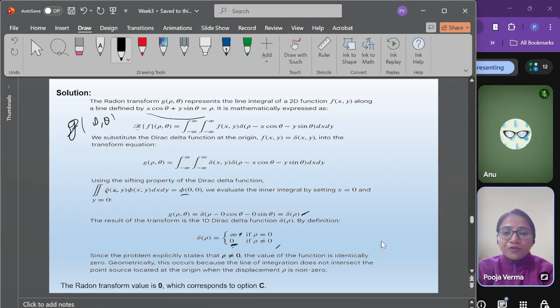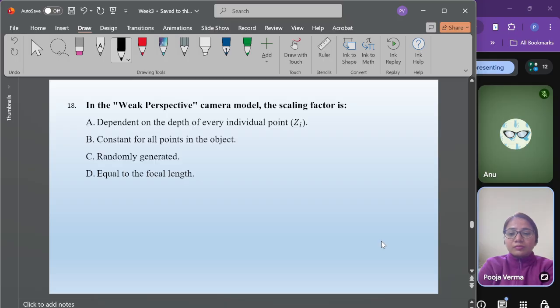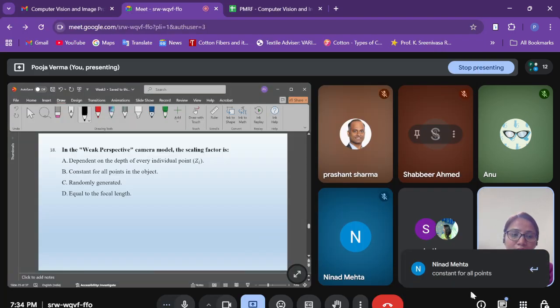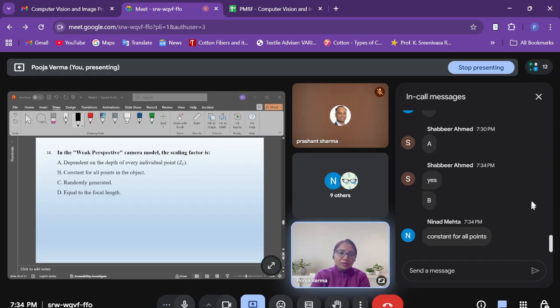Okay, so now moving to our next question. In the weak perspective camera model, the scaling factor is: option A, dependent on the depth of every individual point Zi; option B, constant for all points in the object; option C, randomly generated; option D, equal to the focal length. Okay, constant for all the points. We'll see.